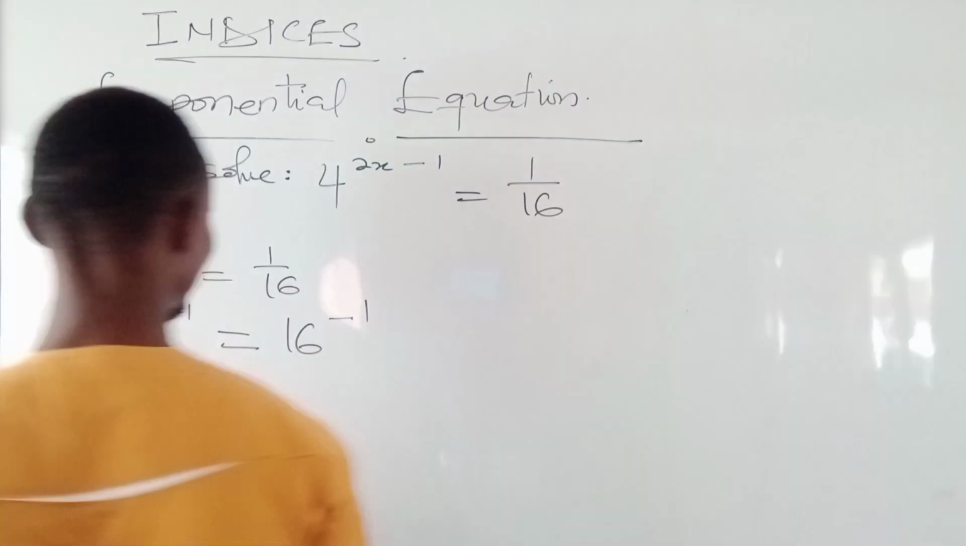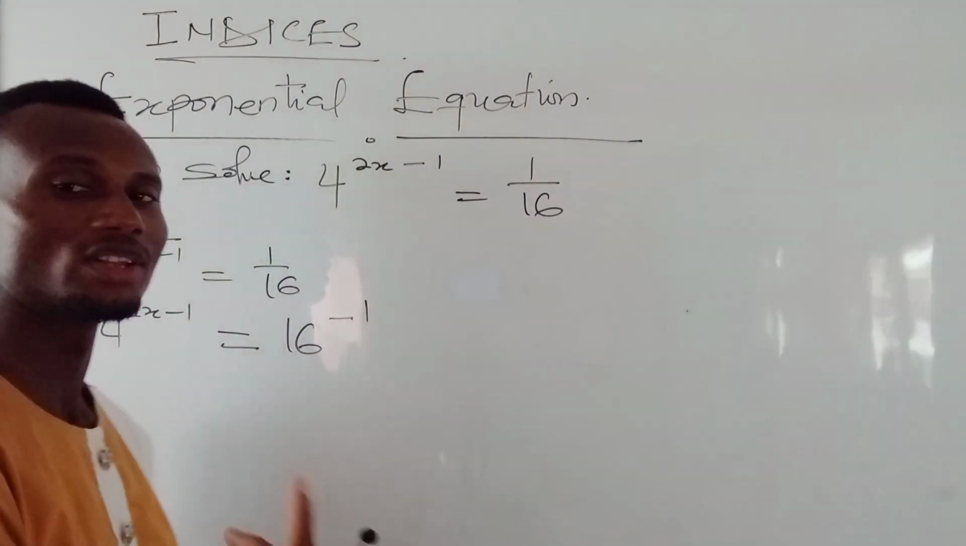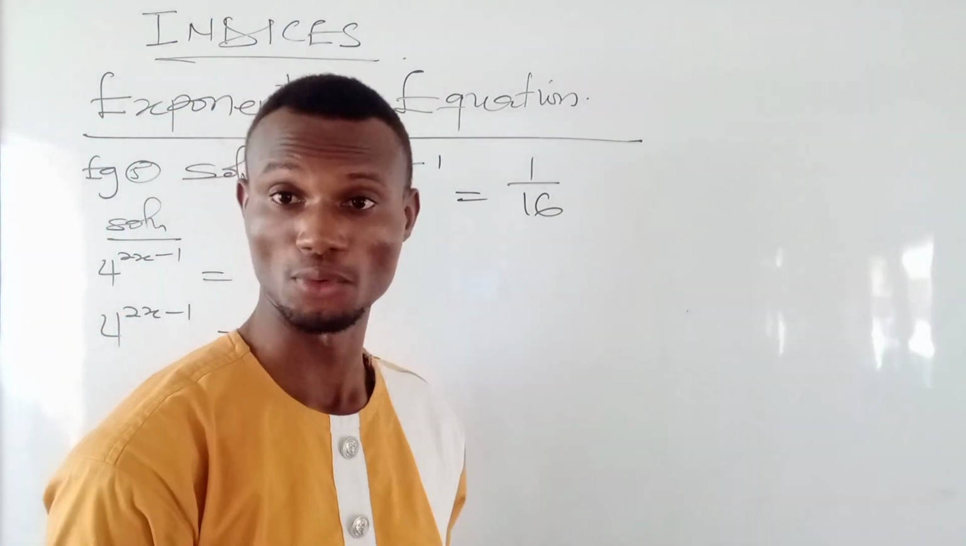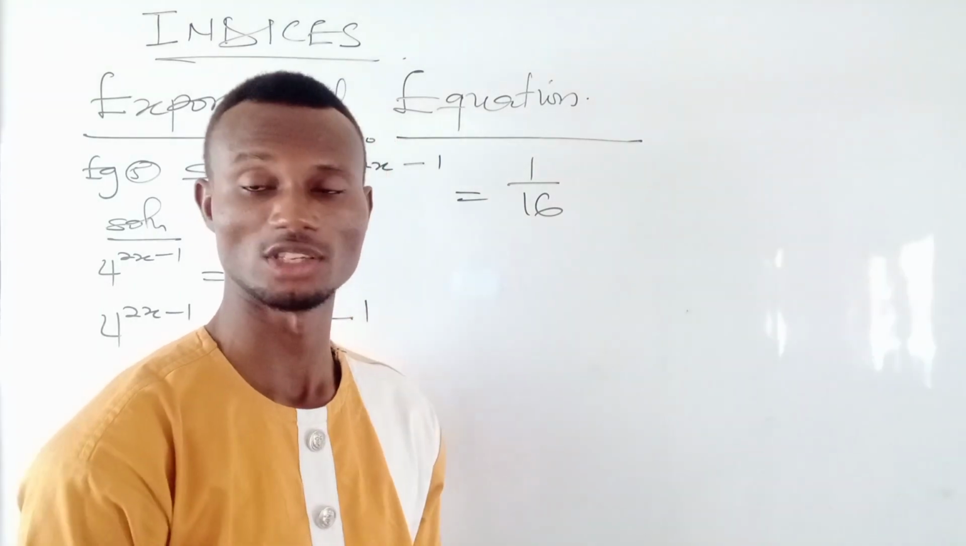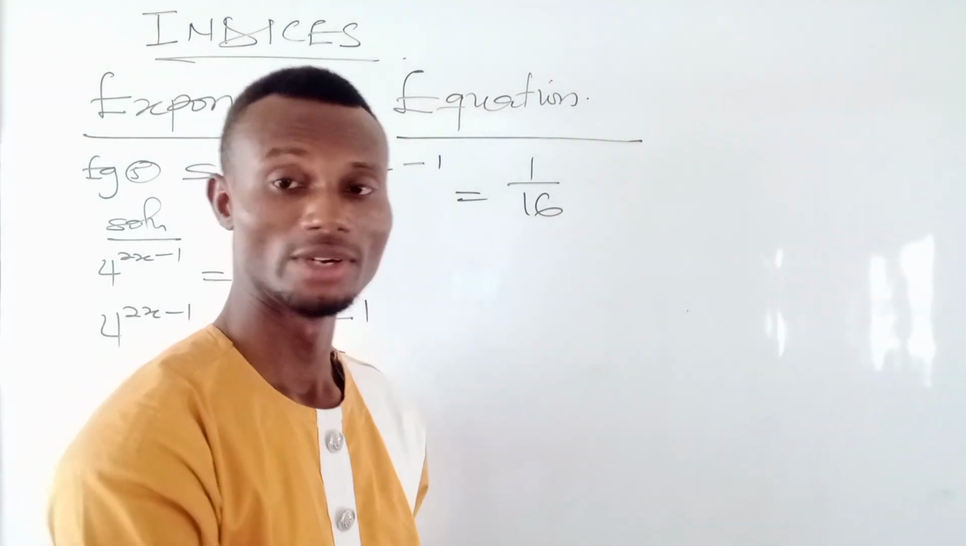So the 16, now you ask yourself, 4 to the power what gives 16? And that is very simple. It's 4 to the power 2, because having 4 times 4, it gives 16.